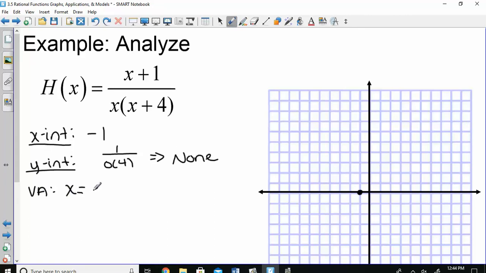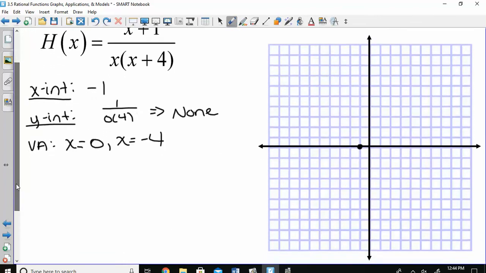Vertical asymptote, x equals, what makes the bottom 0? X equals 0, that's just the y-axis. And x equals -4.